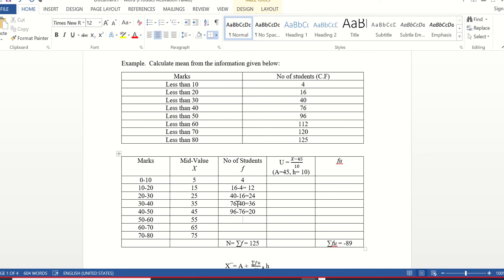Now I'm just subtracting, because I hope all of you are clear with the concept of how we are changing cumulative frequency into normal frequency. So now 112 minus 96. So here we have 16.